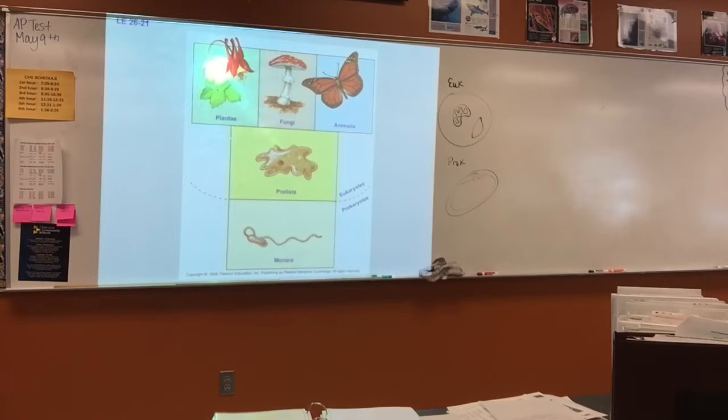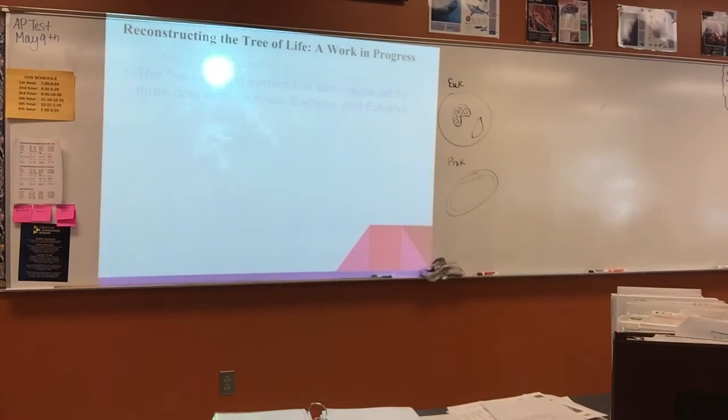But now, if we look underneath this picture here, now it's been replaced by three what? Domains, all right? The three domains: archaea, bacteria, and eukarya. And which one are we more closely related to? Archaea, that's right. We're part of eukarya, right? We're the main eukarya. And then each domain is split into? Kingdoms. Very good.